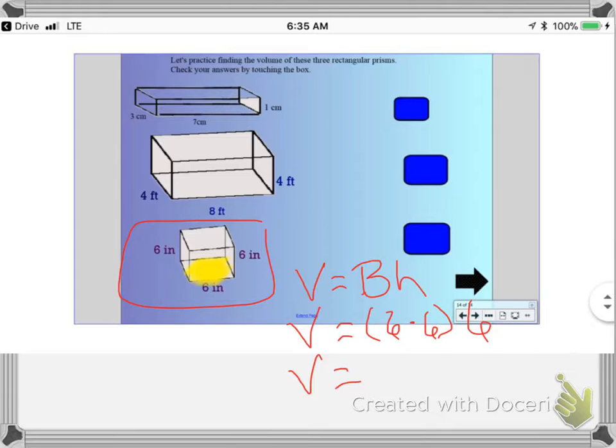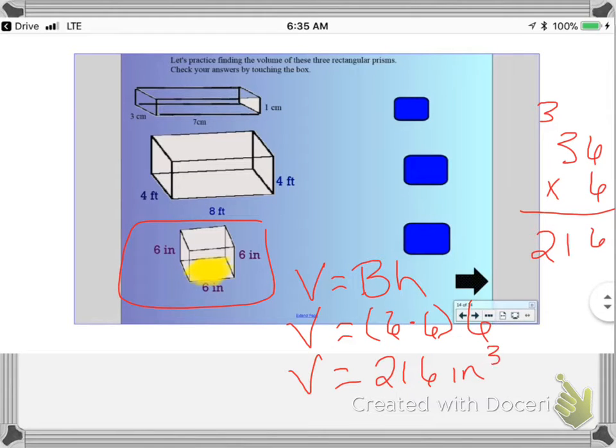So we know that 6 times 6 is 36. We might have to work out 36 times 6. There's nothing wrong with that. 6 times 3 is 18. 18 plus 3 is 21. So then our volume ends up being 216 inches cubed. Remember, it's to the third power.